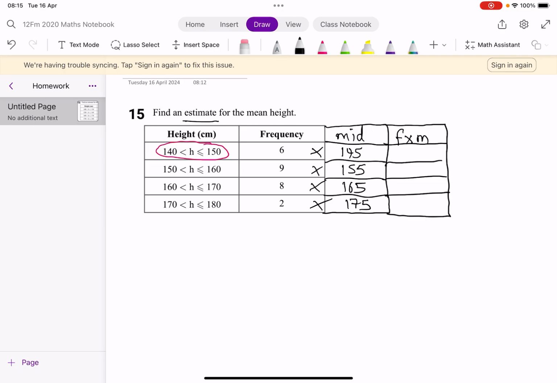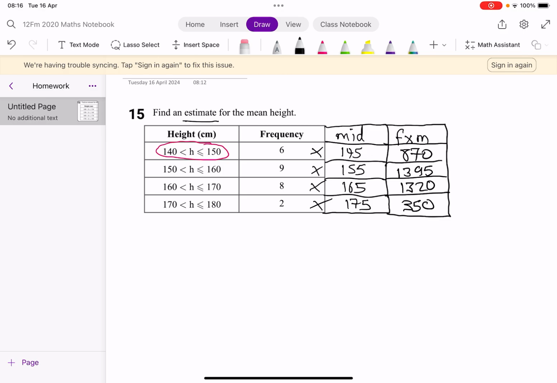I'm not doing this on the screen, so I'm just quickly 6 times 145 is 870. 9 times 155 is 1395. 8 times 165 is 1320. And 2 times 175 should be 350, and it is.